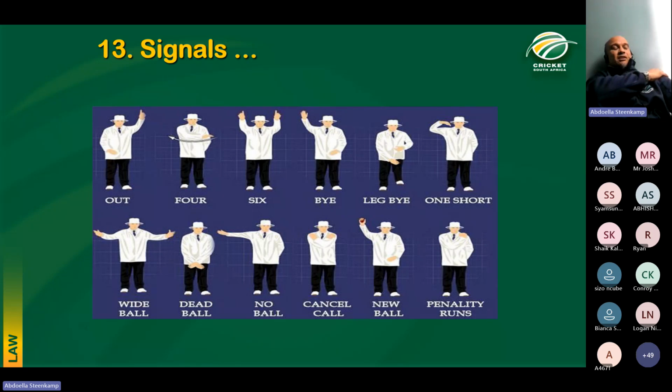But now for penalty runs to the fielding side, you need to keep your hand on the shoulder. If the scorer sees you keeping your hand on the shoulder, they will then know that's penalty runs to the fielding side. If the scorers see you tapping your shoulder, they'll know that is penalty runs to the batting side.